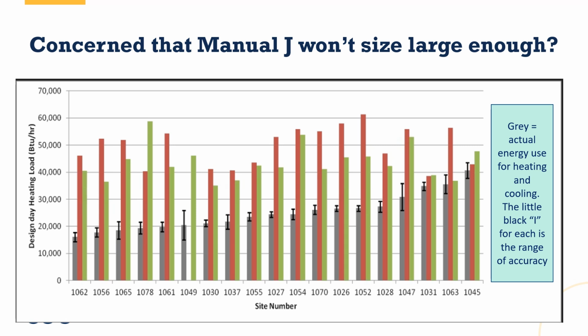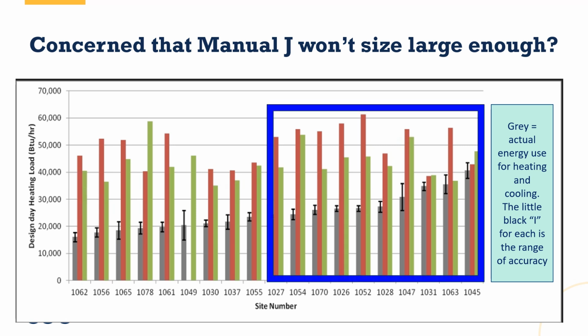But speaking of dramatically different, the other thing you'll probably notice here is that the gray bar on the left, compared to the two bars that were modeled, is radically different. In many cases, it's half the amount that was modeled. Now, even if I just look at this area that I put a box around, these are the larger loads. And again, these are all homes in Minnesota.